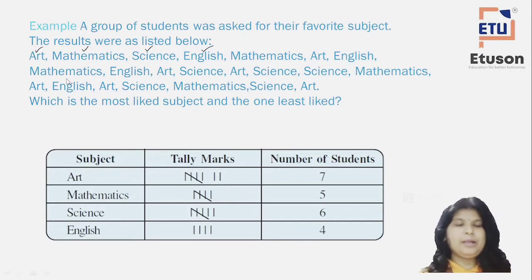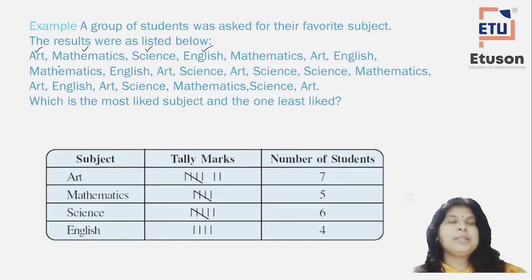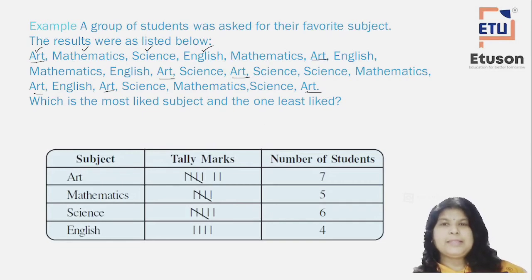Then you will find out how many students have opted for art. That is 1, 2, 3, 4, 5, 6 and 7. So, 7 children have opted for art. To represent it, I have used some lines. These lines are nothing but tally marks, and you can observe how many lines I have drawn. I have drawn 7 lines to represent the number of students equal to 7.